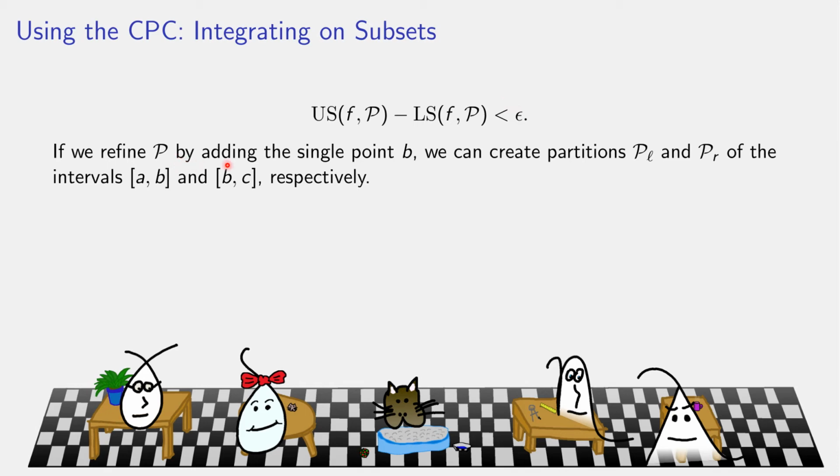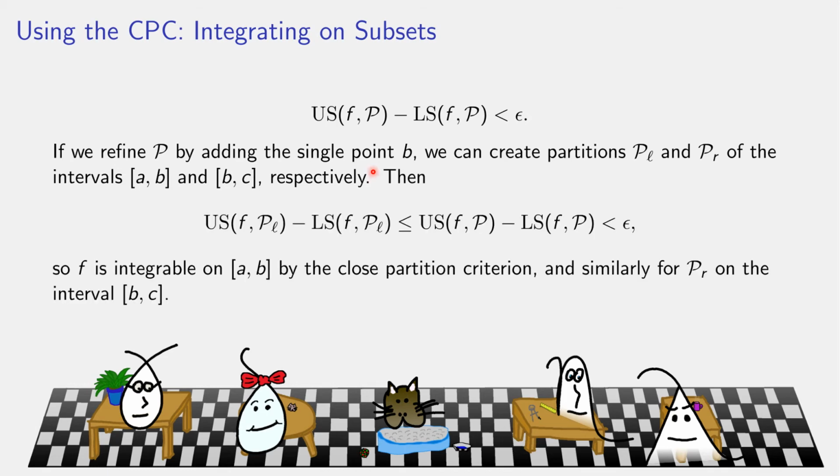I might have to refine it by adding a single point b. Okay, that now gives me two partitions, the left bit and the right bit. If I add a single point, I now have a partition from A to B and also a partition from B to C. But adding a single point to the partition only made the upper sum smaller and the lower sum bigger. It pushed them closer together.